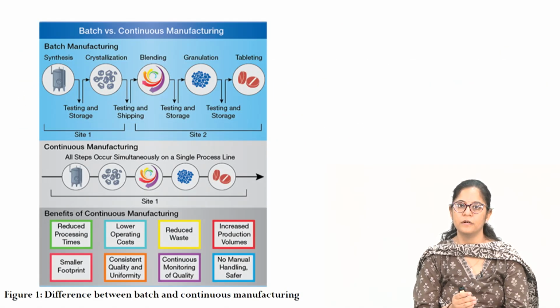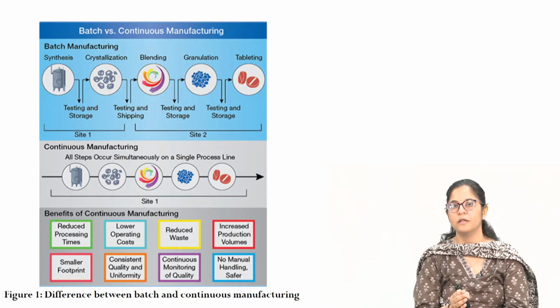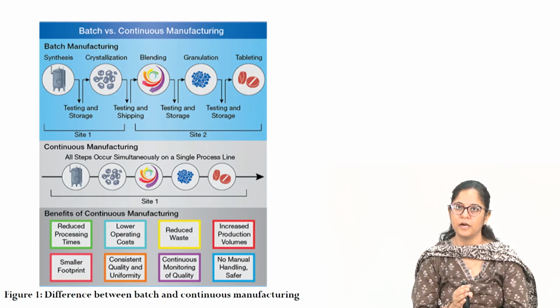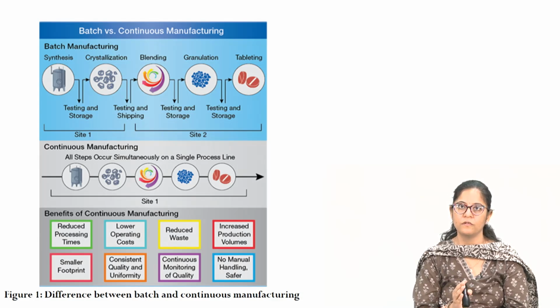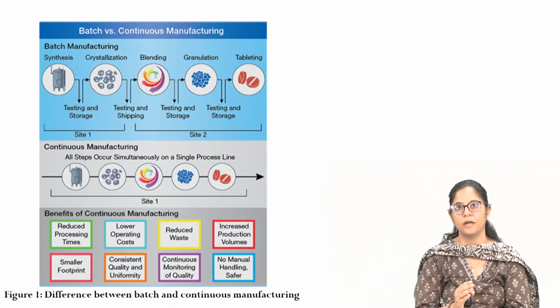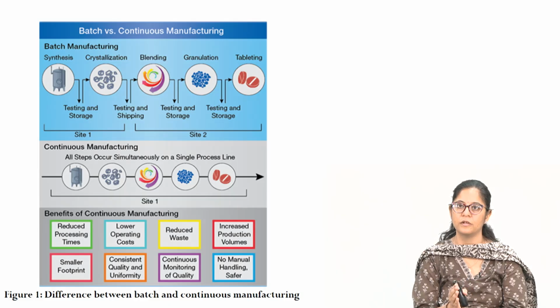So this is a diagrammatic representation of the batch versus continuous manufacturing. In the batch manufacturing, the stages of the manufacturing occur in steps and at different sites. For example, at site 1, testing and storage of the raw material can occur, and then this gets transferred to the next site wherein the blending, granulation and tableting occurs. However, in a continuous manufacturing, all stages occur at site 1 and the material gets continuously transferred from one stage to another in the complete single process line.